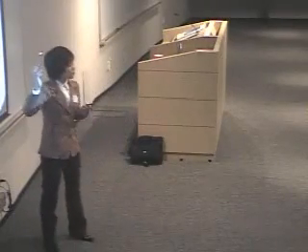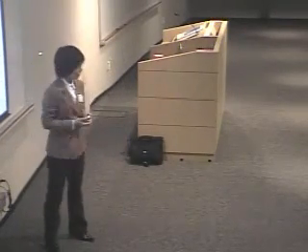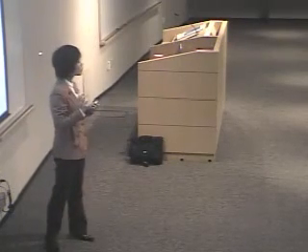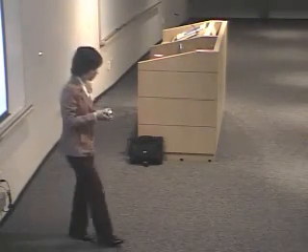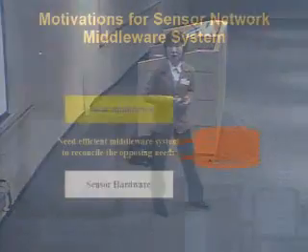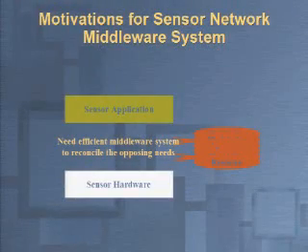So the first requirement calls for special middleware support for application development. The lower part calls for careful layering system design. So my work is to investigate how to build an efficient middleware system to reconcile the opposing needs of sensor application and sensor hardware. We were facing a number of research questions when designing the middleware system, including both architectural questions and implementation questions.